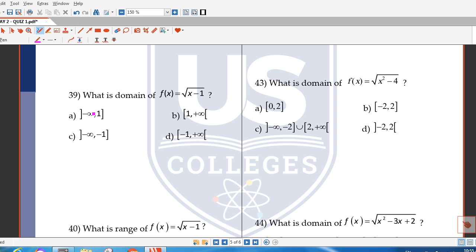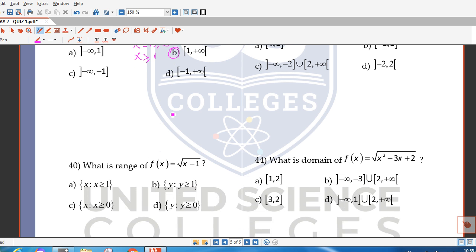Domain of root of x minus 1. For the radical expression, the domain is the case where the inside expression should be greater than or equal to 0. x minus 1 should be greater than or equal to 0. x is greater than or equal to 1. From 1, which is included, to infinity is the answer.